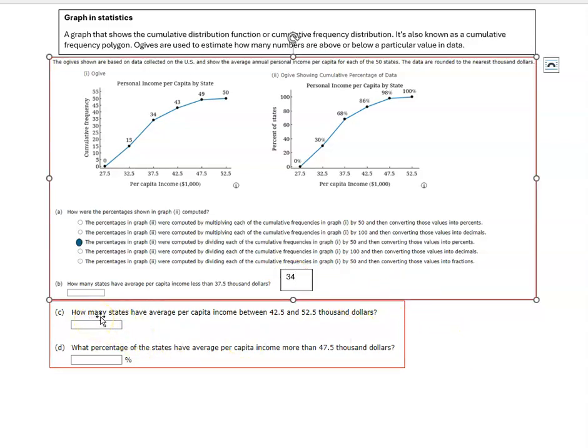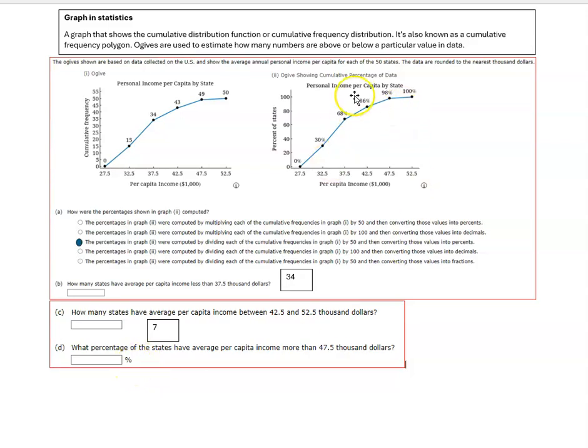Now, letter C says, how many states have an average per capita income between $42.5 and $52.5 thousand dollars? So between 42 and 52. So we look at that, 43 and 50, so we have to do 53 minus 40, giving us 7. What I'm doing here is just cheating a little. 7.